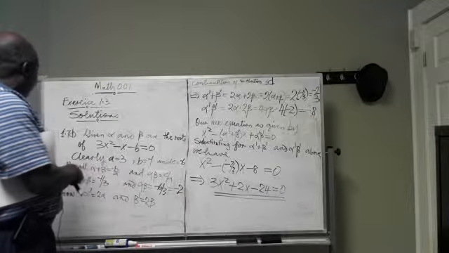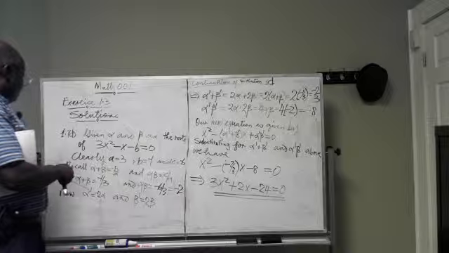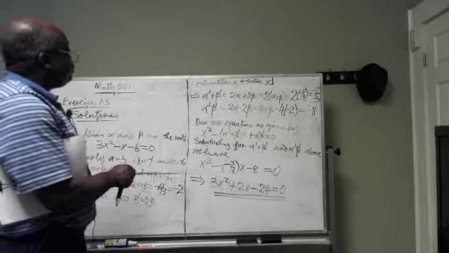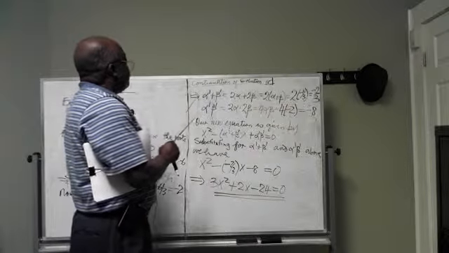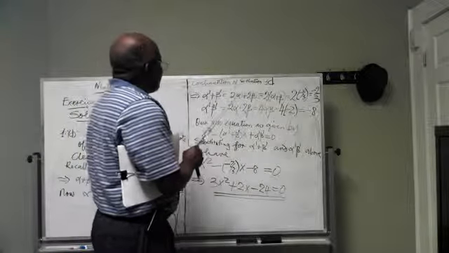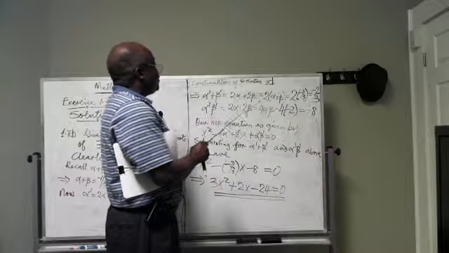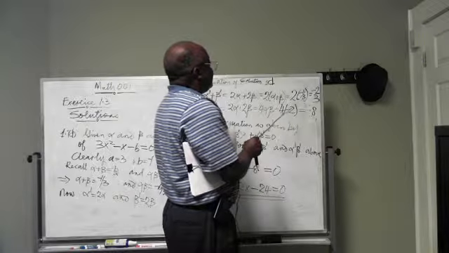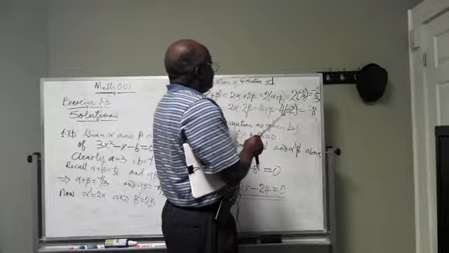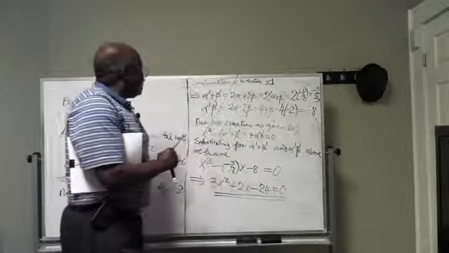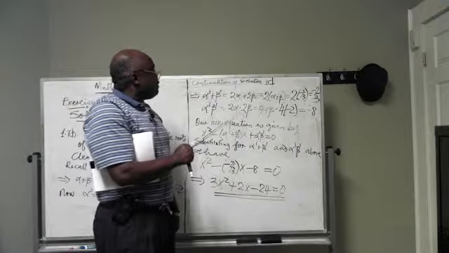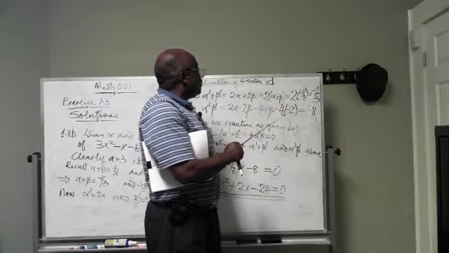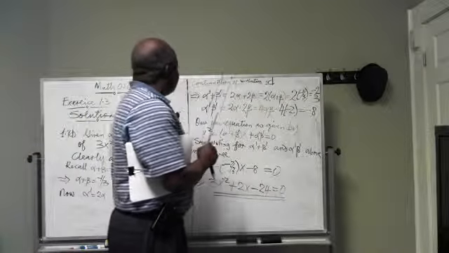Now, alpha prime equals 2 alpha and beta prime equals 2 beta. This implies alpha prime plus beta prime equals 2 alpha plus 2 beta, which is equal to 2 into alpha plus beta, which is equal to 2 into minus 1 over 3, which yields minus 2 over 3. Alpha prime beta prime equals 2 alpha times 2 beta, which is equal to 4 alpha beta, which is equal to 4 into minus 2. That gives us minus 8.